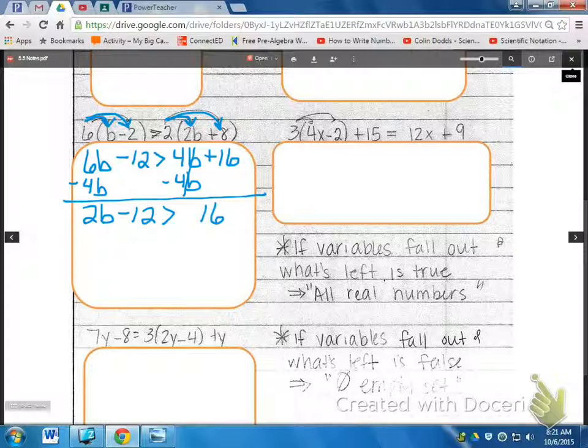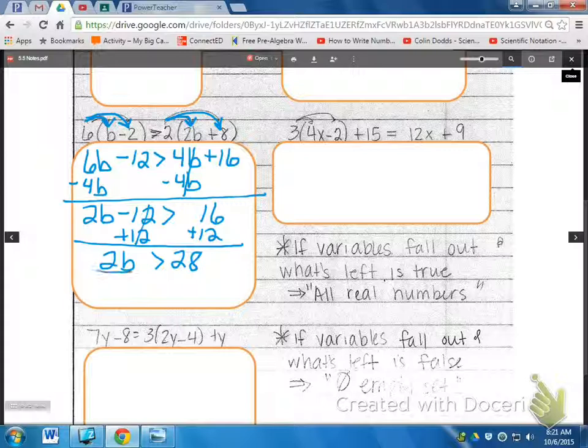Good job. Okay, so our variables are on the left. So now we're going to have to get the constants to go to the right. So what am I going to do there? Plus 12 on both sides. Good. So below the line, left to right, what am I going to have? 2b is greater than 28. Good. And my last step? Divide 2 by both sides. Good. So b is greater than? 14. Good job. B is greater than 14.